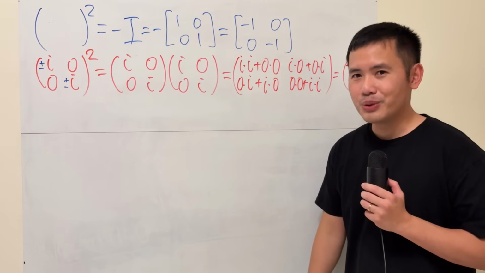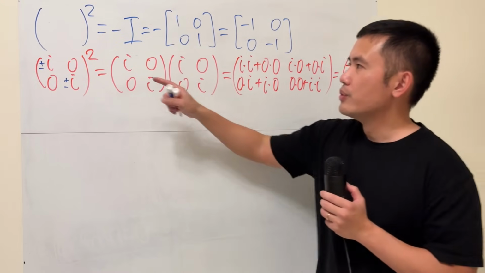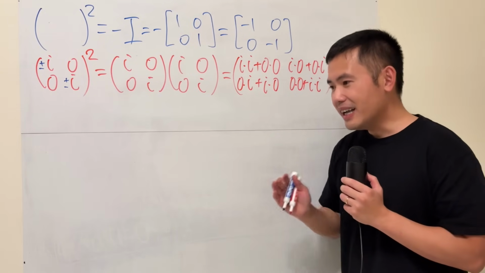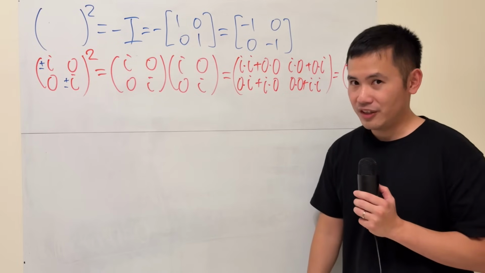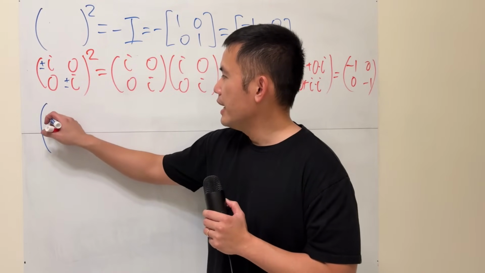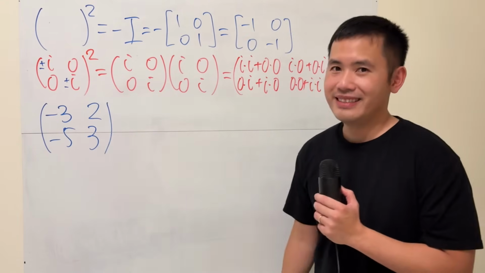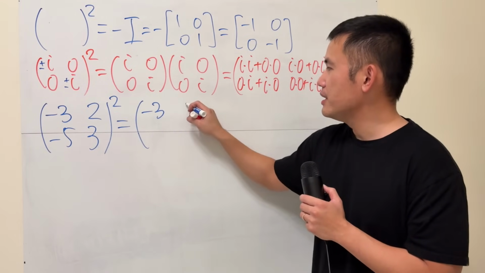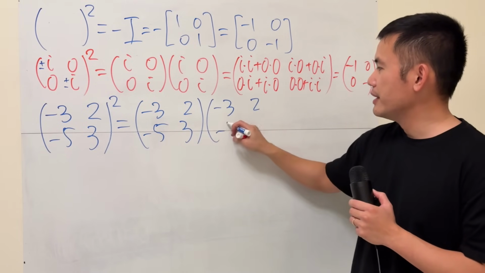But here is the truth for this. In fact, you have infinitely many solutions to fill in these parentheses for a 2x2 matrix. And another truth is that you don't have to use imaginary numbers. Don't believe me? I will give you guys another example. Here, let me give you -3, 2, -5, and 3. It works. If you square that, this will give us -3, 2, -5, 3 times -3, 2, -5, and 3.